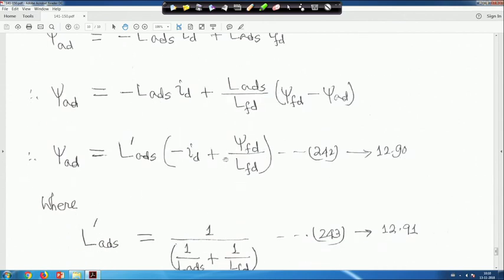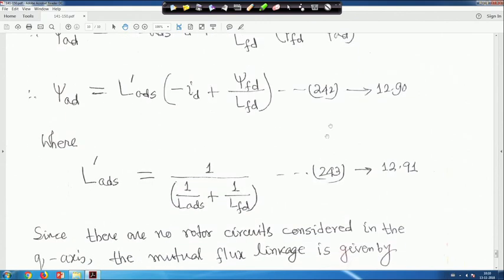So that means psi AD is written as LADS dash into bracket minus ID plus psi FD upon LFD. This is equation 242, where LADS dash is equal to 1 upon the denominator, which will be 1 upon LADS plus 1 upon LFD. You just simplify this and you will get it.